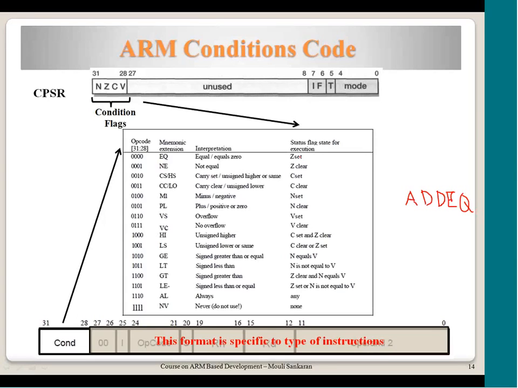Because of that operation, the zero flag was affected and it is in a set condition, then this instruction will be executed. Now, suppose you have ADDEQ R0, R1, R2 but the zero flag is not set at that moment. When this instruction is getting executed, the processor checks whether the zero flag is set or not. If it is not set, this instruction is ignored. That means this addition is not performed. So this is what is called conditional execution.